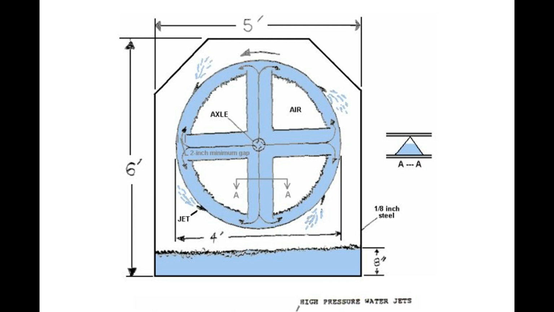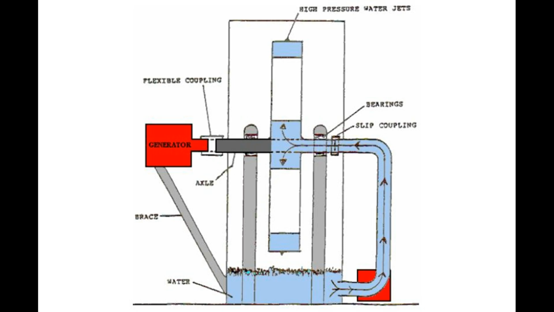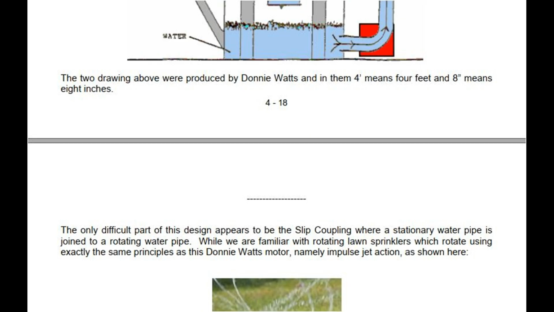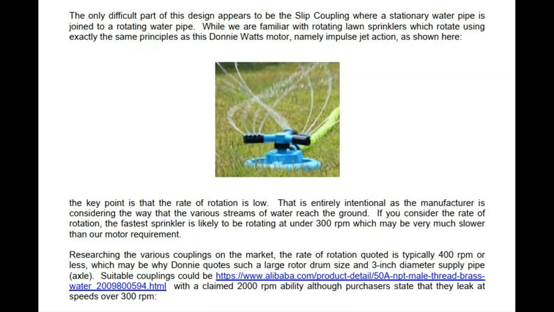The two drawings above were produced by Donnie Watts and in them 4 means 4 feet and 8 means 8 inches. The only difficult part of this design appears to be the slip coupling where a stationary water pipe is joined to a rotating water pipe. While we are familiar with rotating lawn sprinklers which rotate using exactly the same principles as this Donnie Watts motor, namely impulse jet action, as shown here. The key point is that the rate of rotation is low.